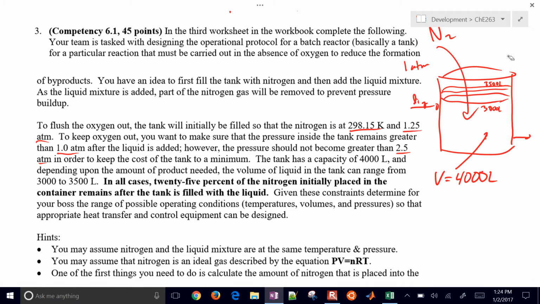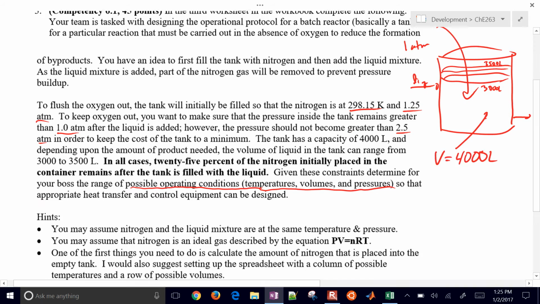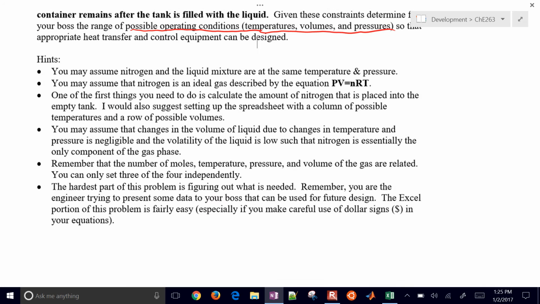We need to determine the constraints for the possible operating conditions, temperatures, volumes, and pressures, so the appropriate heat transfer control equipment can be designed. We want to know, for the gas above this liquid, what range of temperature, volume, and pressure we're going to encounter. Here are a couple of hints. You may assume the nitrogen and liquid mixture are at the same temperature and pressure. You can assume the nitrogen is an ideal gas described by the ideal gas equation: pressure times volume equals moles times the ideal gas constant times temperature.